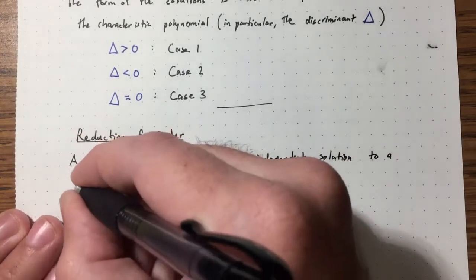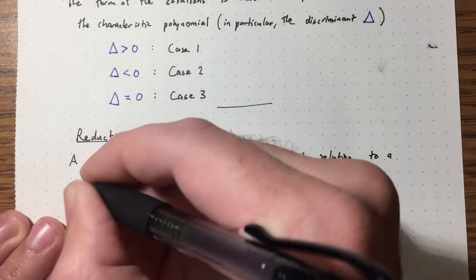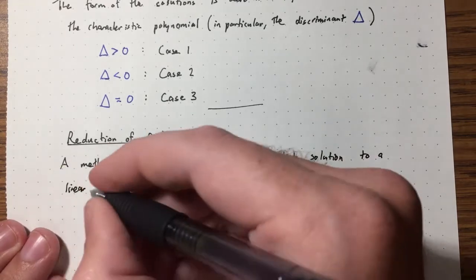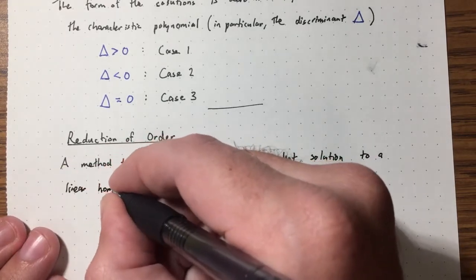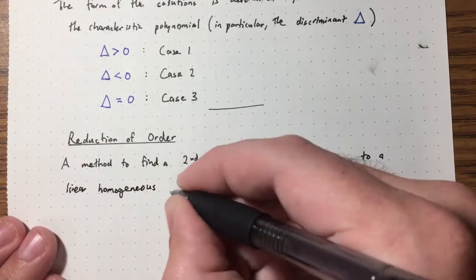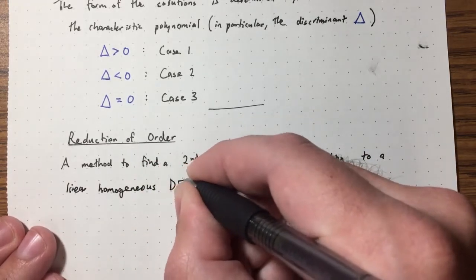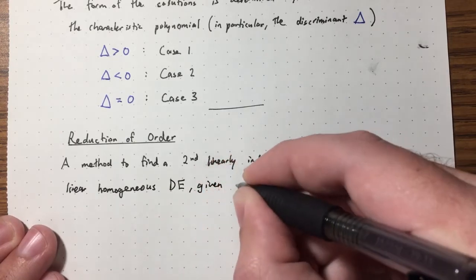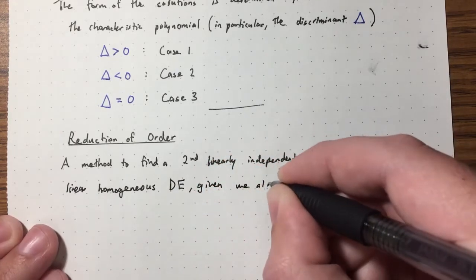It has to be linear, but it doesn't have to have constant coefficients. So this is a pretty general method. But it does have to be homogeneous. Linear homogeneous differential equation, given we already know one solution.